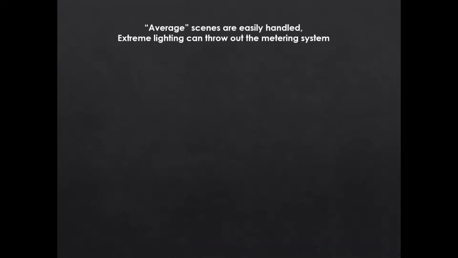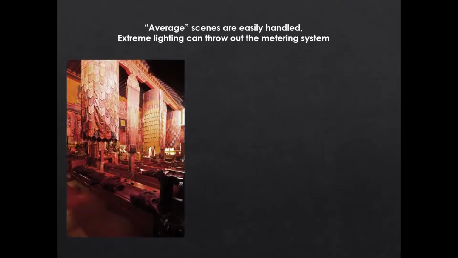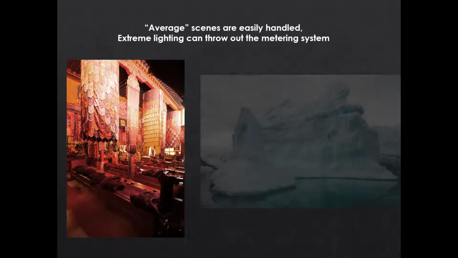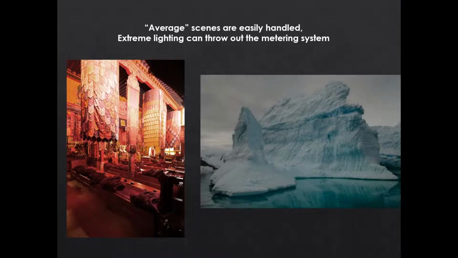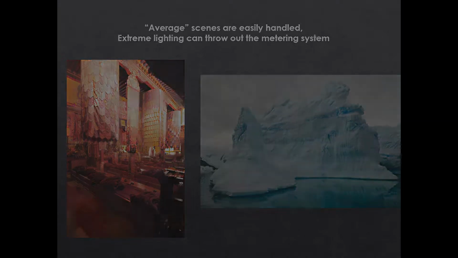And of course, when you get into situations that are a little bit outside the ordinary, average scenes are handled very well by cameras, but when you get into unusual lighting situations like this one inside a monastery in Tibet, where the light is coming from one small area, it's very dark, and there's also an extreme color cast, the camera's meter was all over the place. And things like photographing in the Arctic or Antarctic, where you have large expanses of white, your camera is not going to expose correctly.